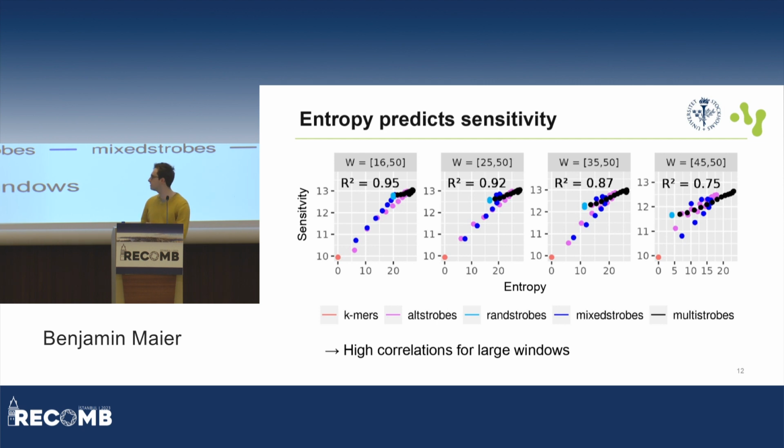So if we plot entropy on the x-axis and sensitivity on the y-axis for all our different parameterizations, we can observe a good correlation between entropy and sensitivity, especially for larger windows. And entropy is quite easy and fast to compute, so it's a really nice and easy way to get a fast estimate on whether your seed construct is good or not.